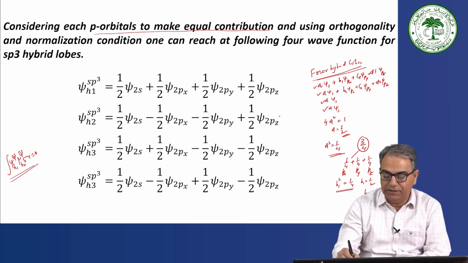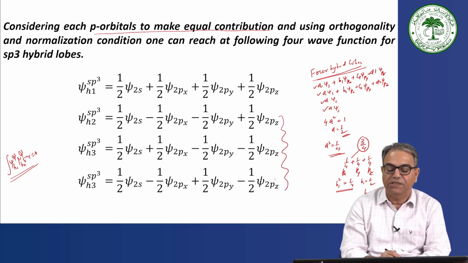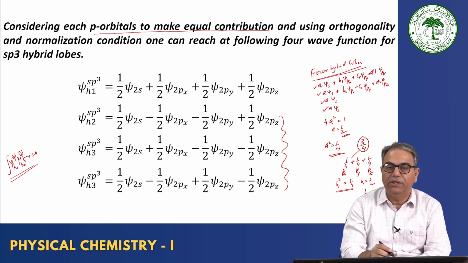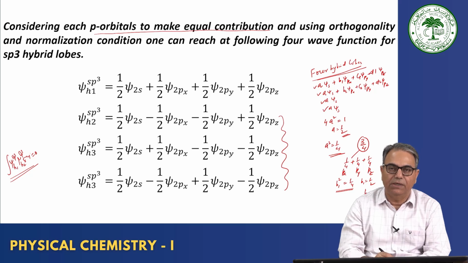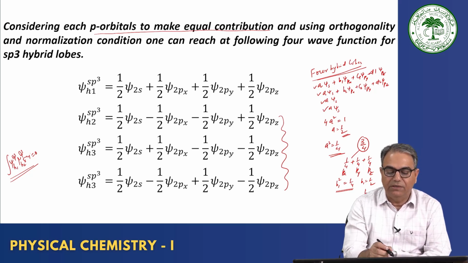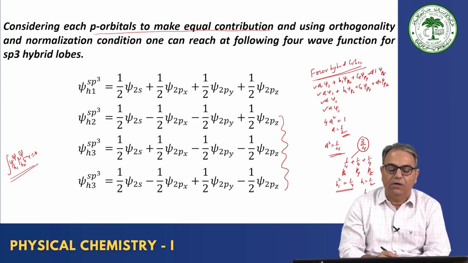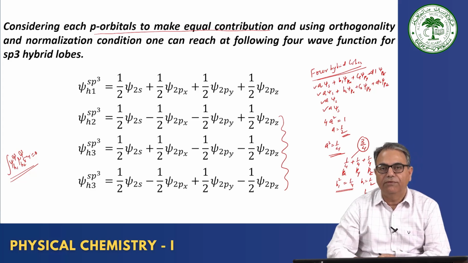In the next 3, since the first one I have written as plus plus plus, in all the next 3 wave functions, you will have to give 2 negative signs to the p orbitals and 1 positive sign to the p orbital. Of course, s is positive. So then, what does it do? It fulfills the orthogonality condition of the hybrid lobe wave functions.